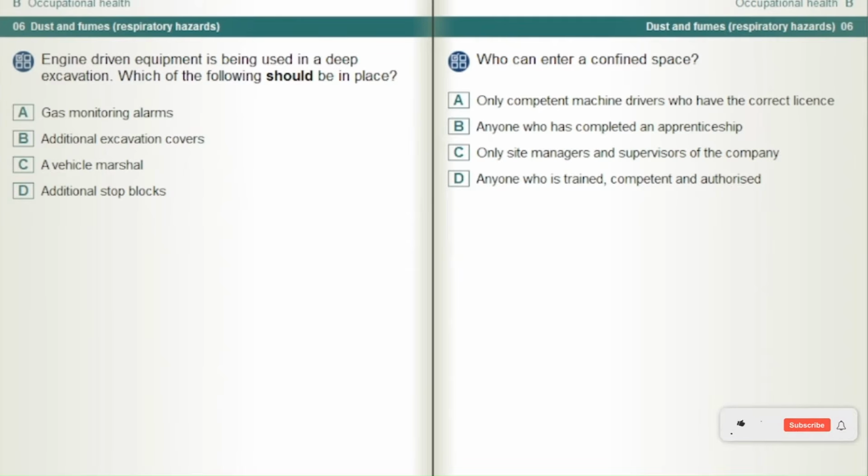Engine-driven equipment is being used in a deep excavation. Which of the following should be in place? Gas monitoring alarms, additional excavation covers, a vehicle marshal, additional stop blocks.